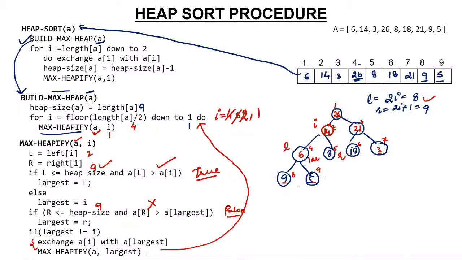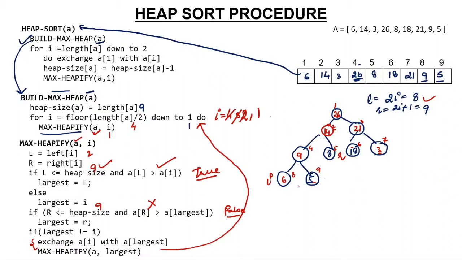So again, after exchanging, I'll call MaxHeapify with largest. Which one was largest? This was largest, so this position will become I. And again I'll check which one is largest. Since this one is largest, I'll again exchange. So 9 will come here and 6 will come here. Now this will become I again. Now there is no element, so the condition will become false.